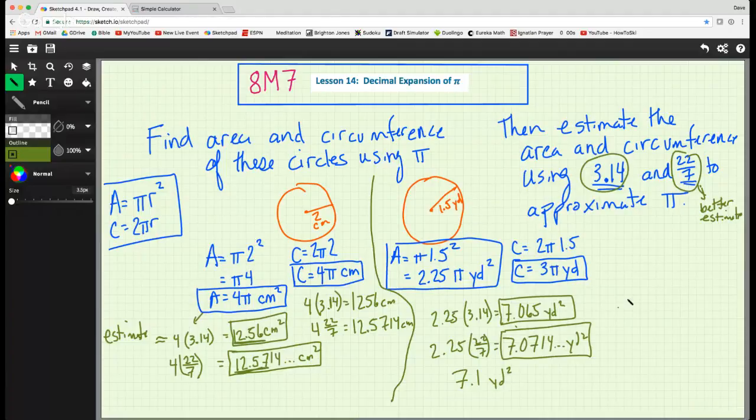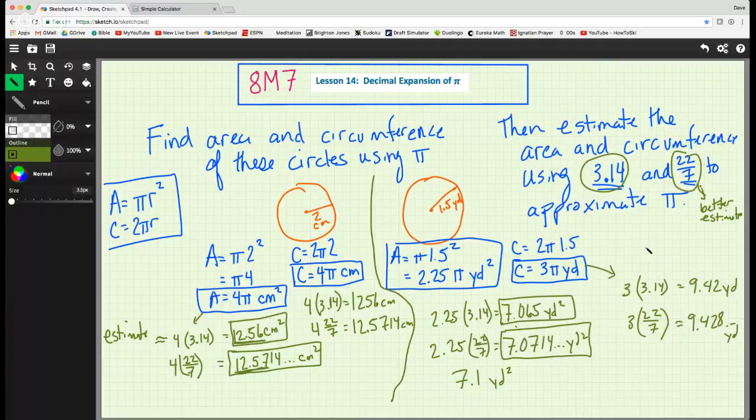Similarly, if I'm going to estimate my circumference, I would go 3 times pi, which is 3 times 3.14. This is a good estimate for the distance around the circle, and that would be 9.42 yards. Or if I wanted to use 22/7, I'd go 3 times 22/7, and I'd get 9.428 yards.